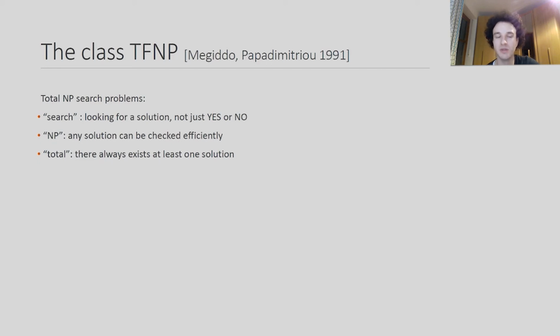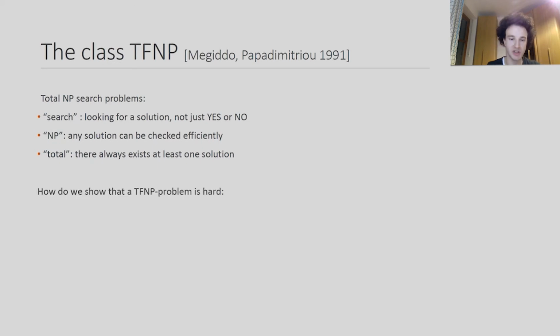So what are these total NP search problems? First of all, they're search problems. In other words, they're problems where you're looking for a solution, not decision problems where you're looking for a yes-no answer. Then they are in NP in the sense that given any candidate solution, in polynomial time, you can decide whether it is indeed a solution or not. And finally, they are total, which is very important. Namely, for any instance, there always exists a solution. And for the consensus halving problem, this totality is guaranteed by the consensus halving theorem. There always exists a consensus halving that uses at most n cuts.